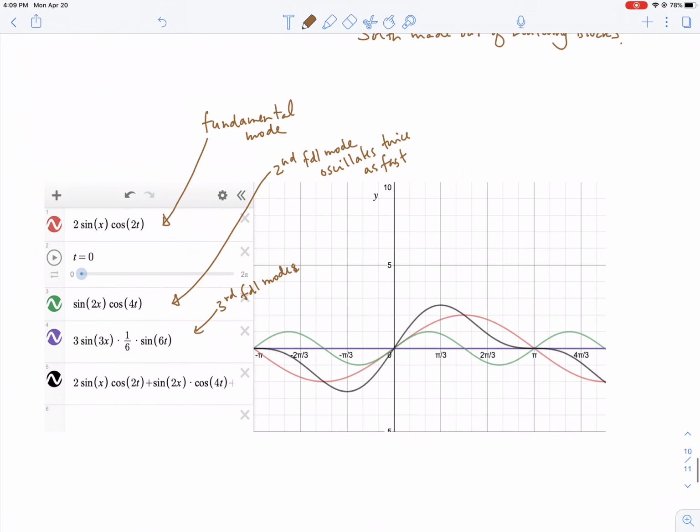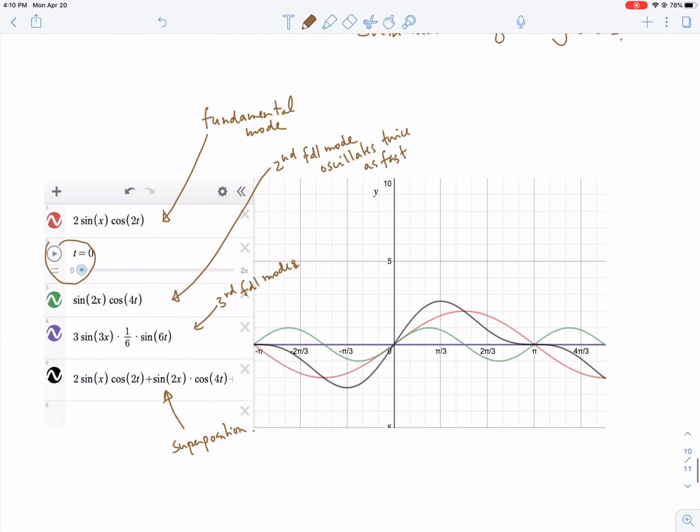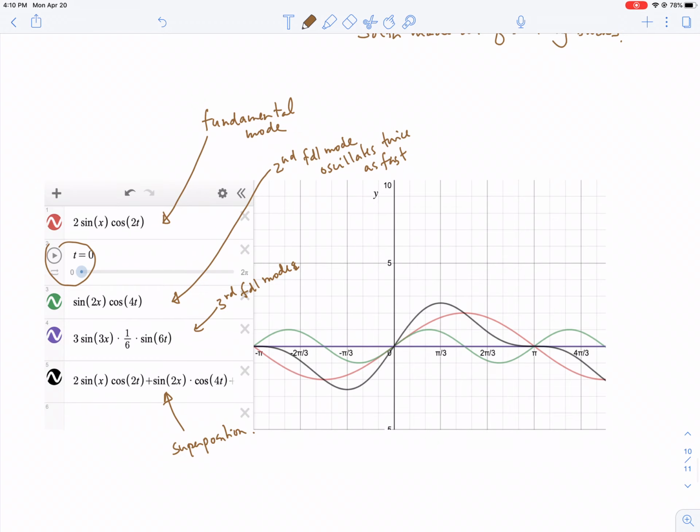And you barely see that in the picture, because the picture is at t equals 0. And at t equals 0, that purple curve is lying right along the x-axis. And then finally, the black curve is the superposition of all the other homogeneous solutions so that we solve the initial boundary value problem. Okay, so let's go to Desmos and see this.